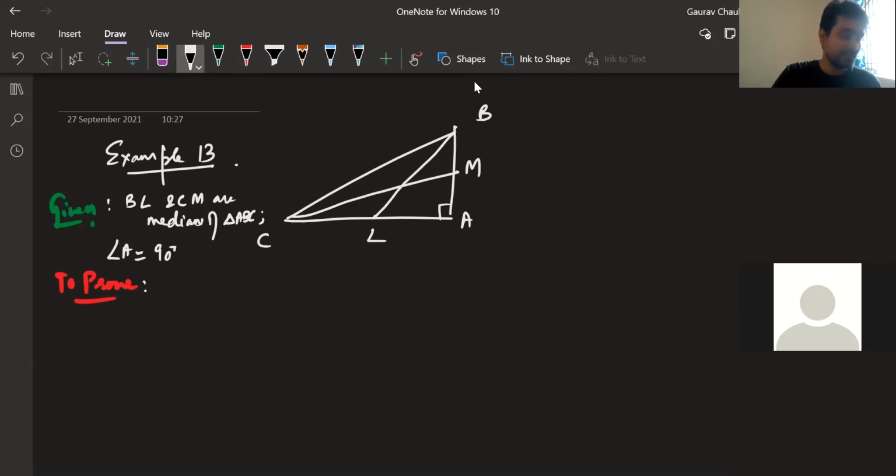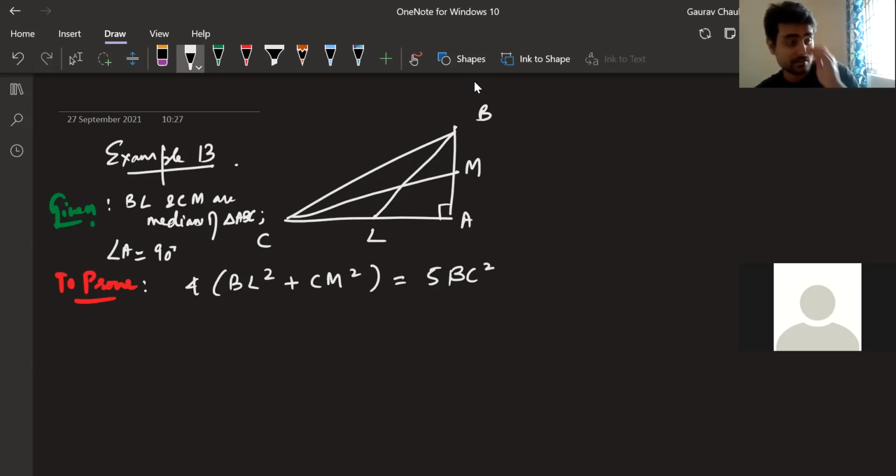To prove is an interesting thing. In this exercise, we're seeing a lot of such questions where you have some square plus some square is equal to something. A lot of such questions are there in this exercise, in this example. I'm going to begin with that.